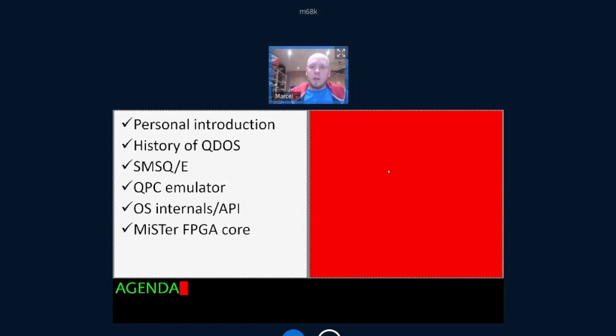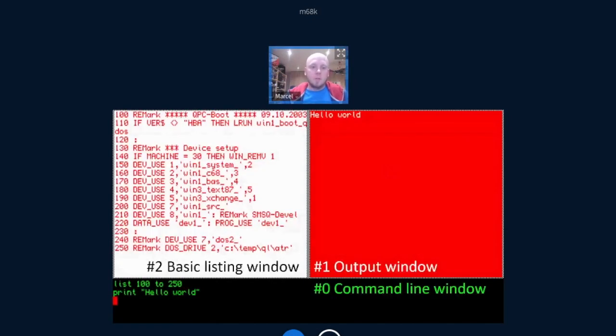So the design might be a bit strange. Why is it this way? This is a screen of a QL. So we have three windows. We have the command line window, channel zero, at the bottom, the output window, channel one, on the right side, and channel two, the BASIC listing window, on the left side. I decided to do the presentation in this format as a joke, but it's not really suitable for this kind of thing, but I stuck with it.